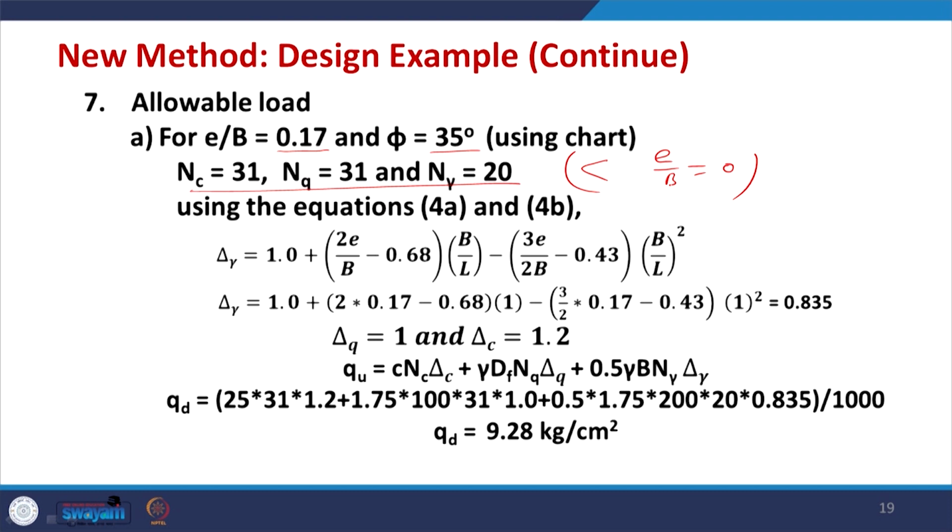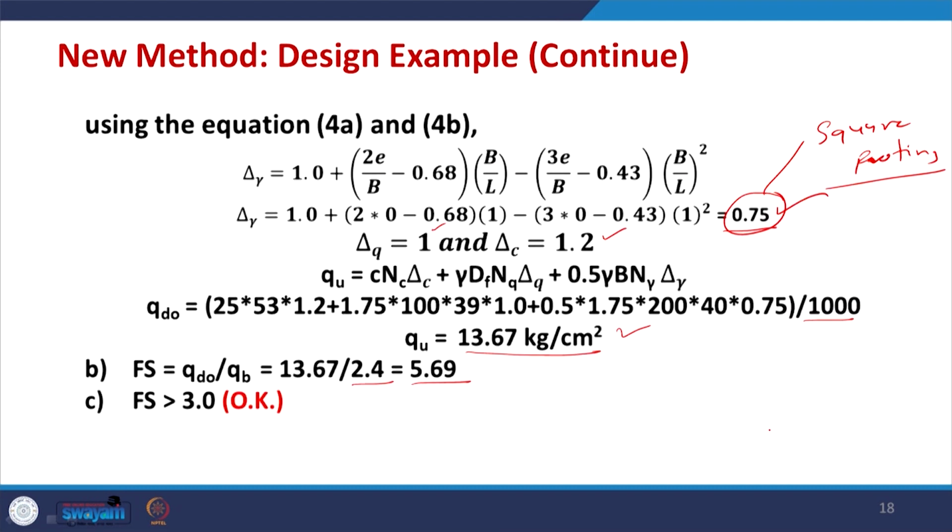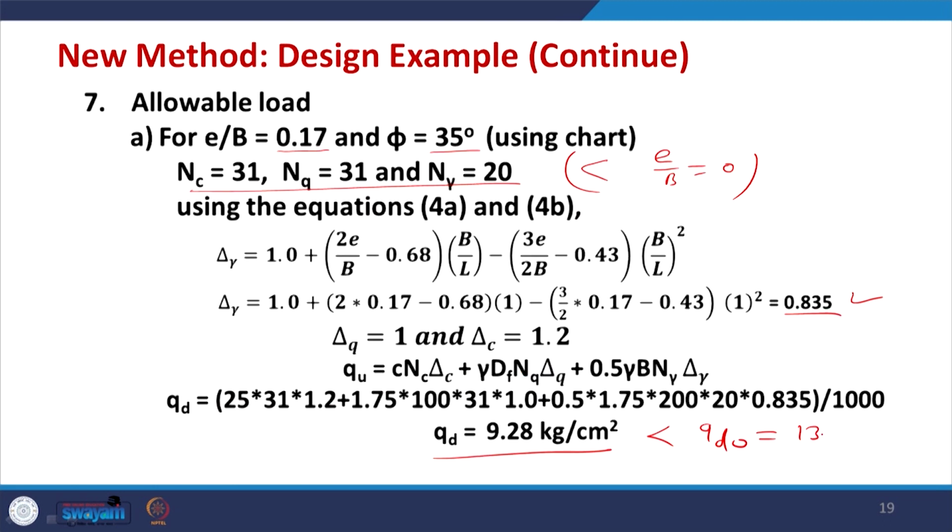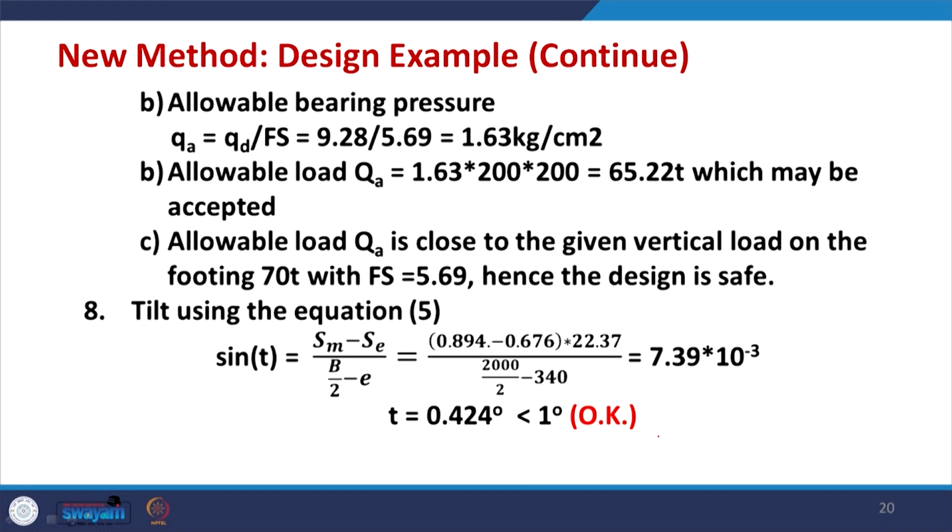Again using those equations for the square footing, you get delta gamma 0.835 instead of 0.75 used earlier, and again we use the same equation and get the value of QD as 9.28. This value of QD needs to be less than QD naught. Apply a check: if you recall, QD naught was 13.67, in the same units, kilogram force per centimeter square. So, this is okay. This is reduced.